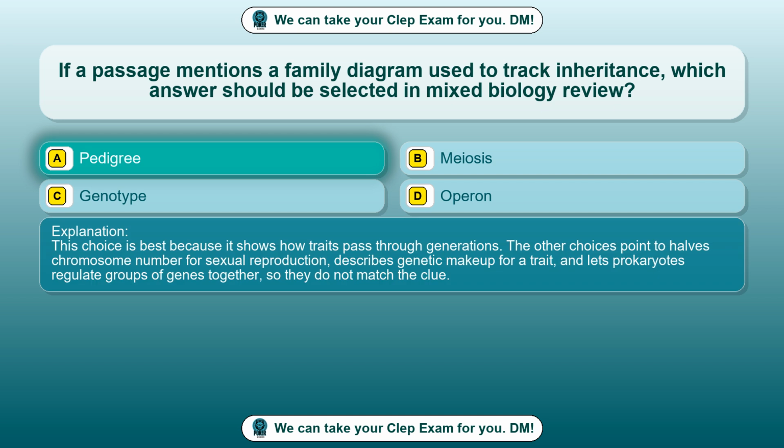This choice is best because it shows how traits pass through generations. The other choices point to halves chromosome number for sexual reproduction, describes genetic makeup for a trait, and lets prokaryotes regulate groups of genes together, so they do not match the clue.